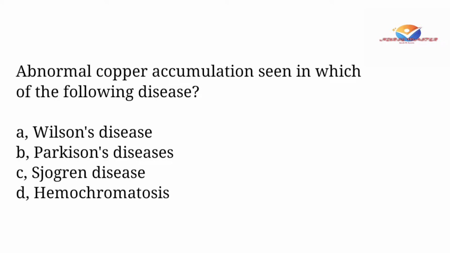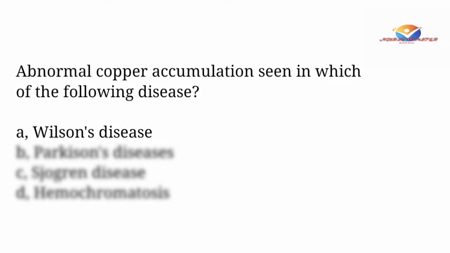Abnormal copper accumulation is seen in which of the following diseases? Option A, Wilson's disease. Option B, Parkinson's disease. Option C, Sjögren disease. Option D, hemochromatosis. The correct answer is option A, Wilson's disease.